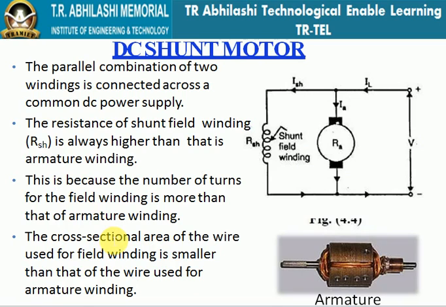In this, the parallel combination of two windings connected as given, the resistance of shunt field winding is always higher than that of armature winding. You will find it is very important. You can note down this is because the number of turns for field winding is more than the armature winding, and the cross section area of the wire used for field winding is smaller than that of wire used for armature winding.